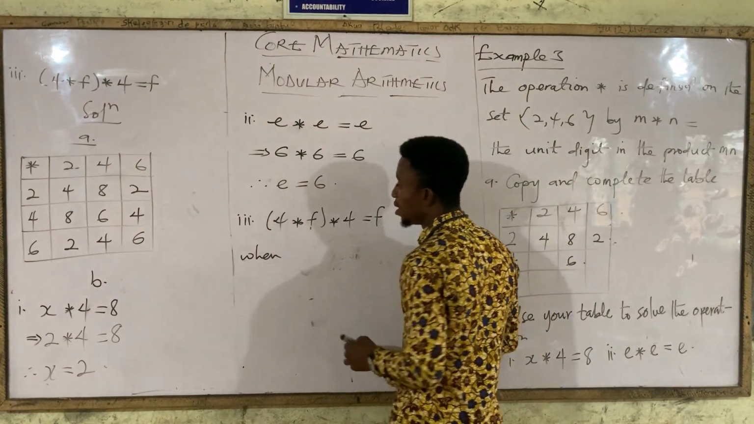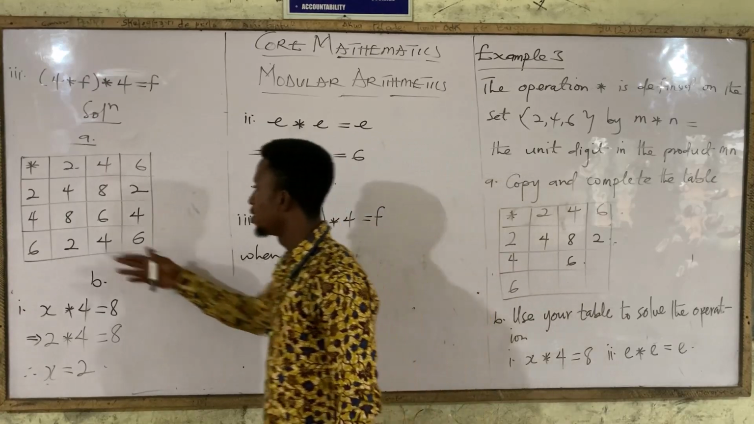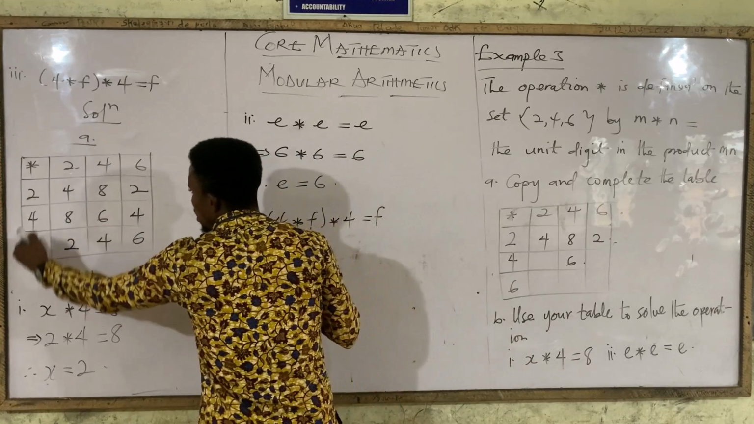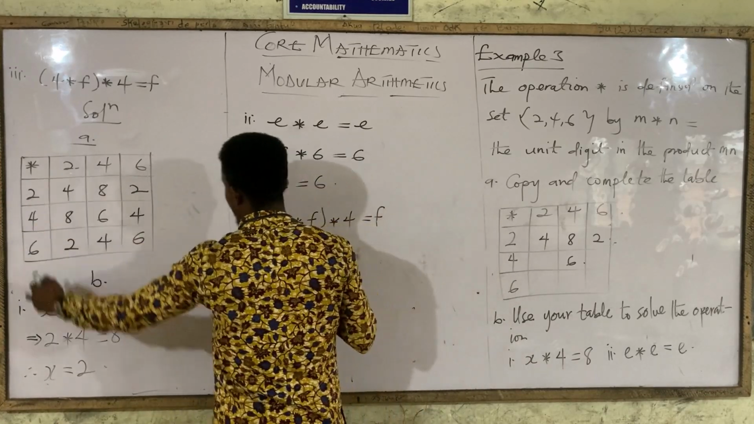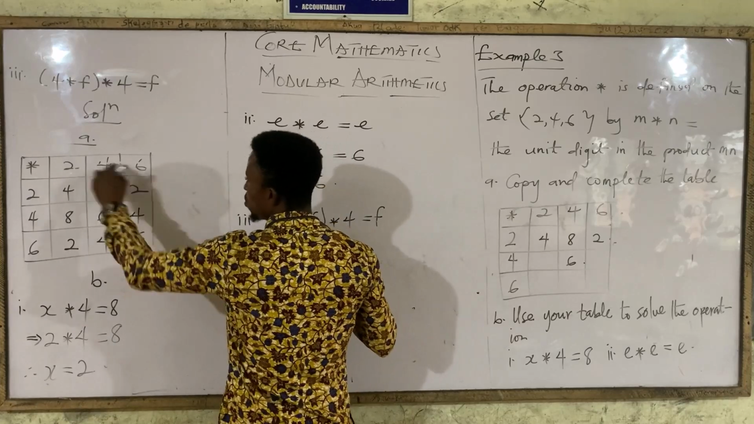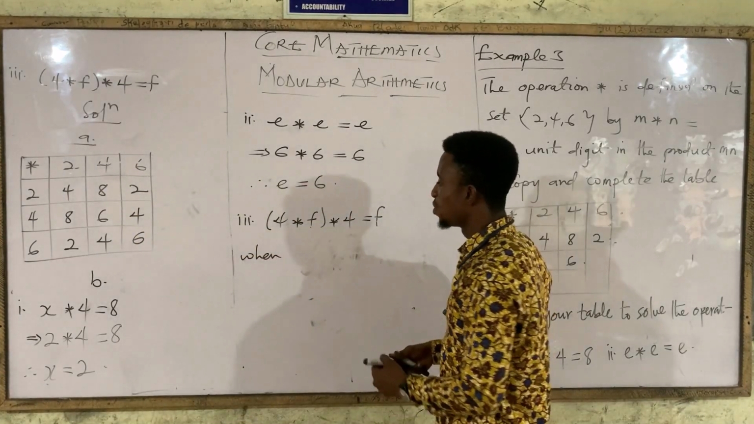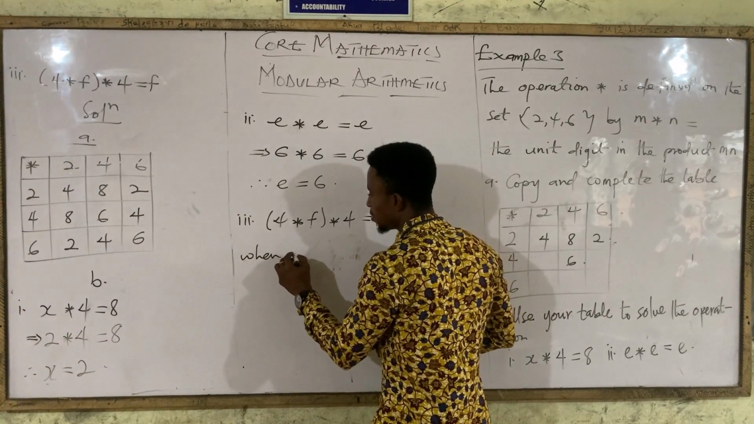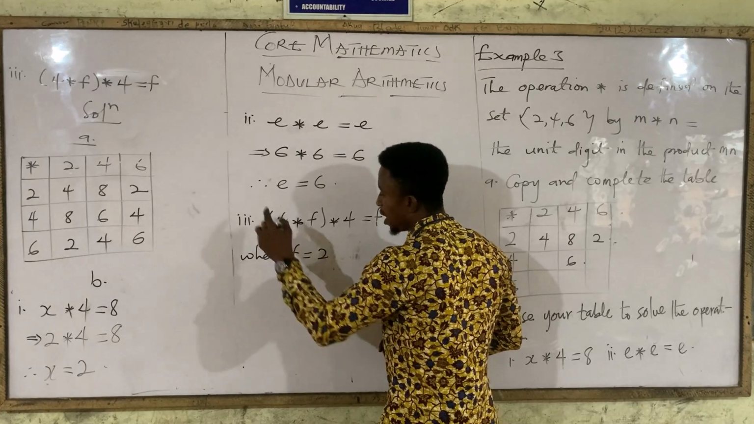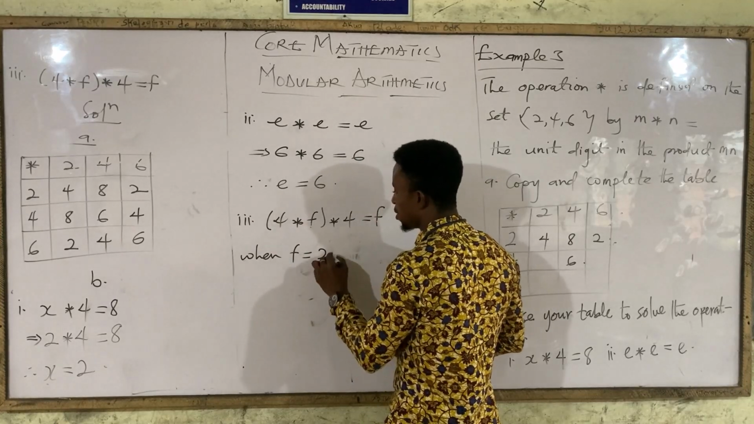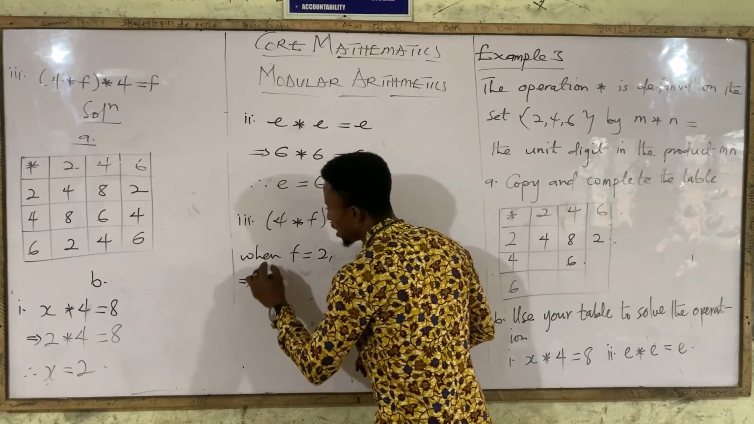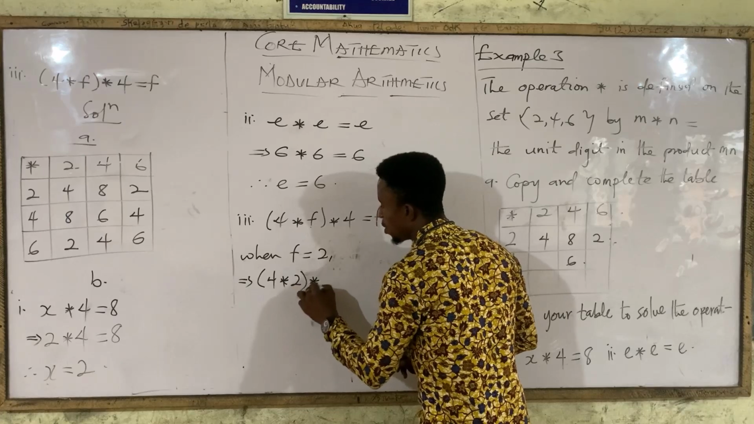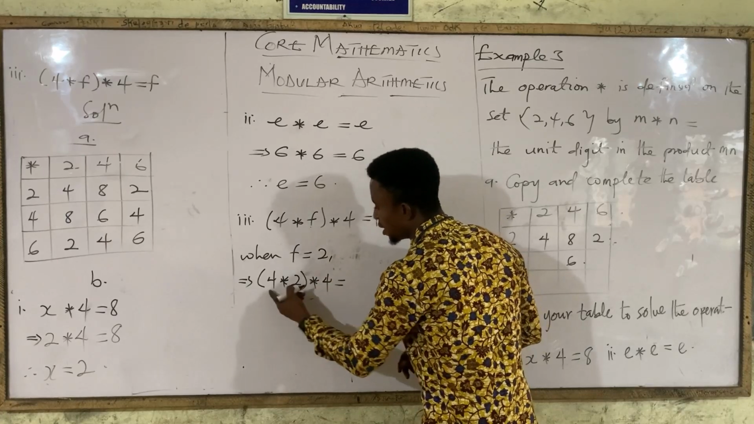So what will be the possible value for F? It should be all of these. The first one is for this side, and the second one is always for this side. So we are taking this side. Are we getting that? So when F is equal to, let's say, 2, that's the first one. If F is equal to 2, then I will have 4 star 2, then star 4.